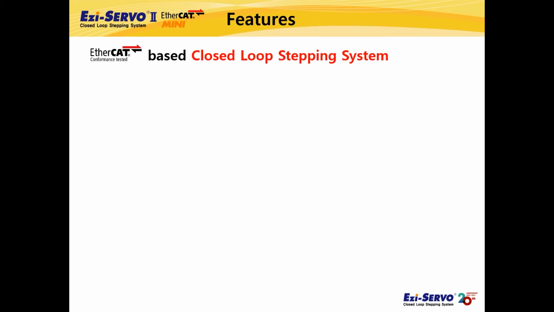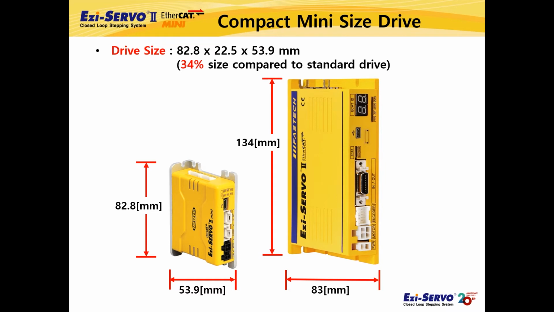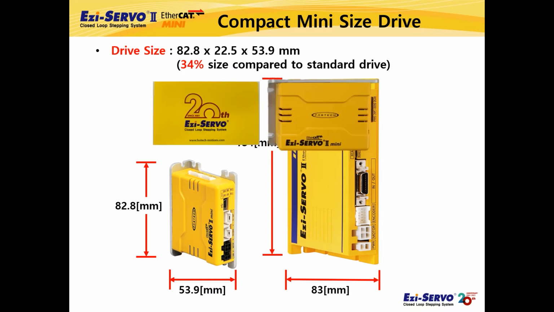Next, let's check the features of Ezi-SERVO II EtherCAT Mini products. Ezi-SERVO II EtherCAT Mini is an EtherCAT-based closed-loop stepping system product. It can be installed in a narrow space using a compact drive, so you can save space. The size of the Ezi-SERVO II EtherCAT Mini drive is 1/3 the size of the EtherCAT standard type drive. The size is similar to the size of a business card.